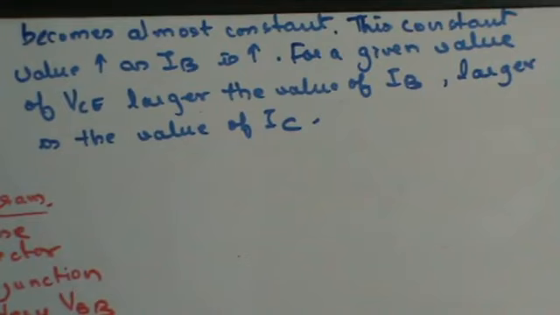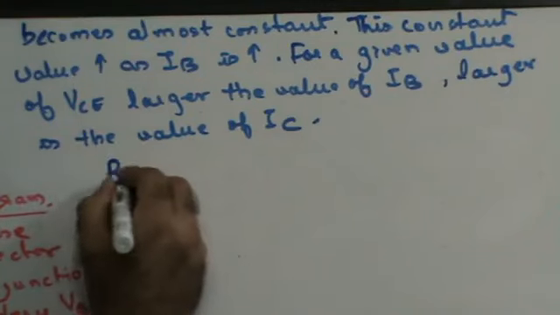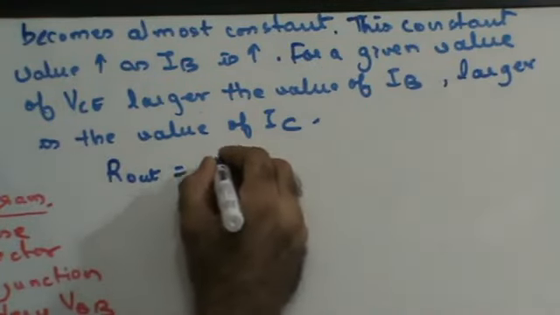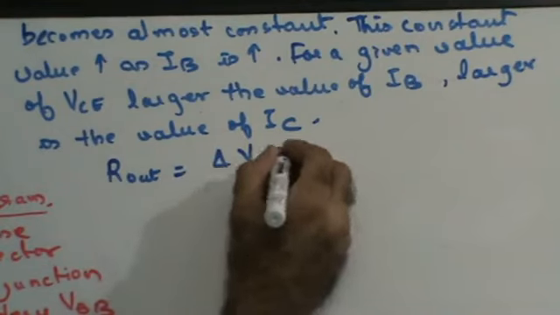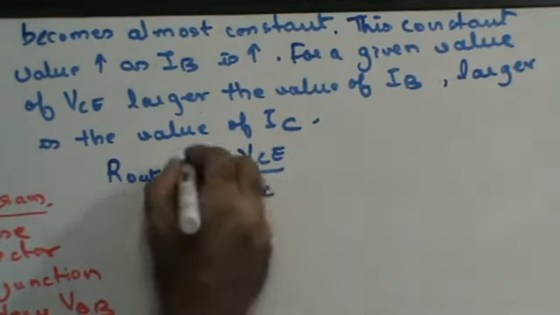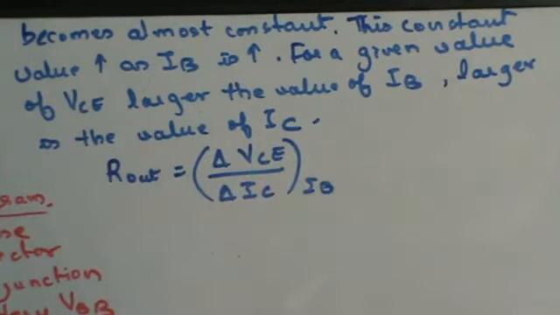We found out the input resistance, now let's find out the AC output resistance of a common emitter configuration. The AC output resistance would be defined as the ratio of the change in the collector voltage to the change in the collector current, keeping the base current constant. So I can say that R out is going to be the change in the collector voltage to the change in the collector current, keeping the base current constant. Fine, do we get this clear?